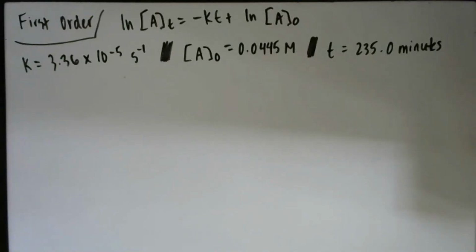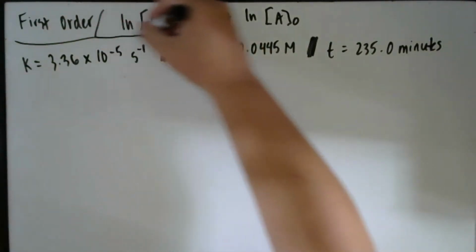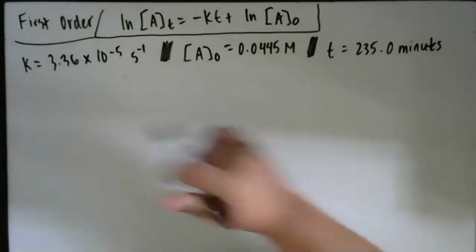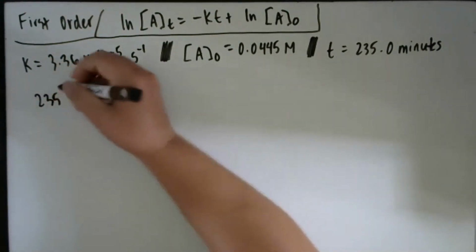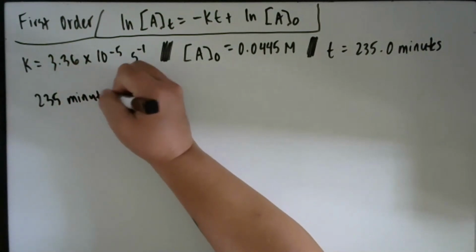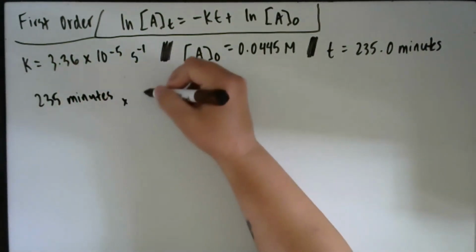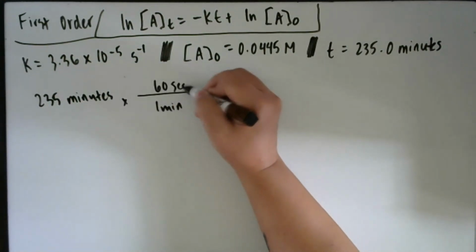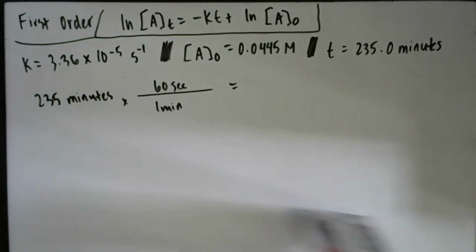This should seem nice and familiar to you. I wrote out some of the variables that we're going to be working with. They told us that it's a first order reaction, which is good. We didn't have to solve for it or look at a chart to figure that out. So right away, we know which integrated rate law we need to use to figure out the concentration value that we're looking for. Our first step here is going to be to take this time of 235 minutes and turn that into seconds so that our units will match up.